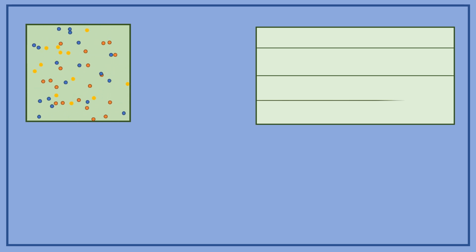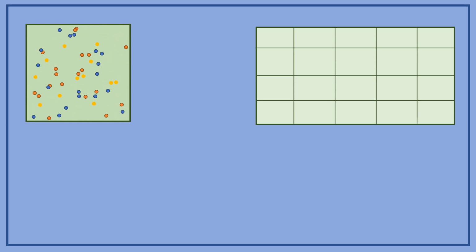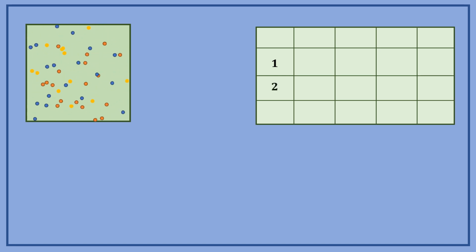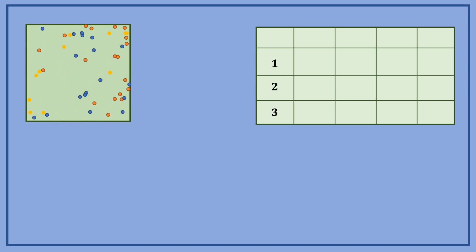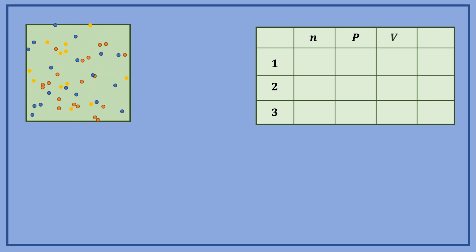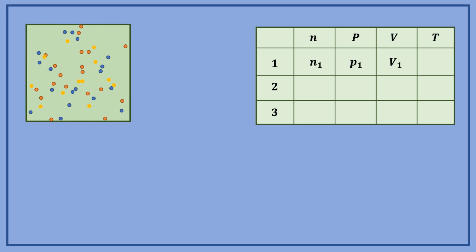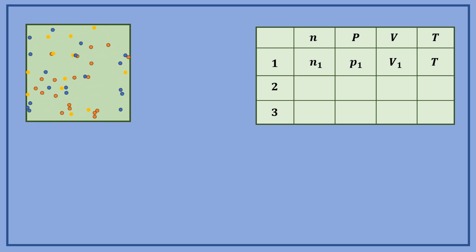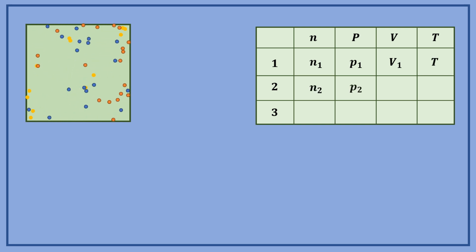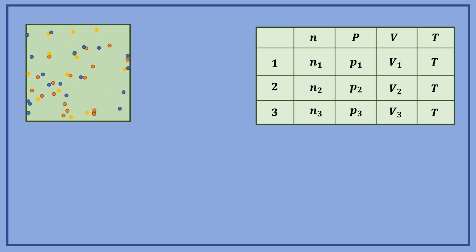So first of all, let us mark the state variables of each of these gases in this tabular form. Let us mark these gases by 1, 2 and 3 and their respective number of moles, pressure, volume and temperature to be N1, P1, V1 and temperature T, and likewise for gas 2 and gas 3.